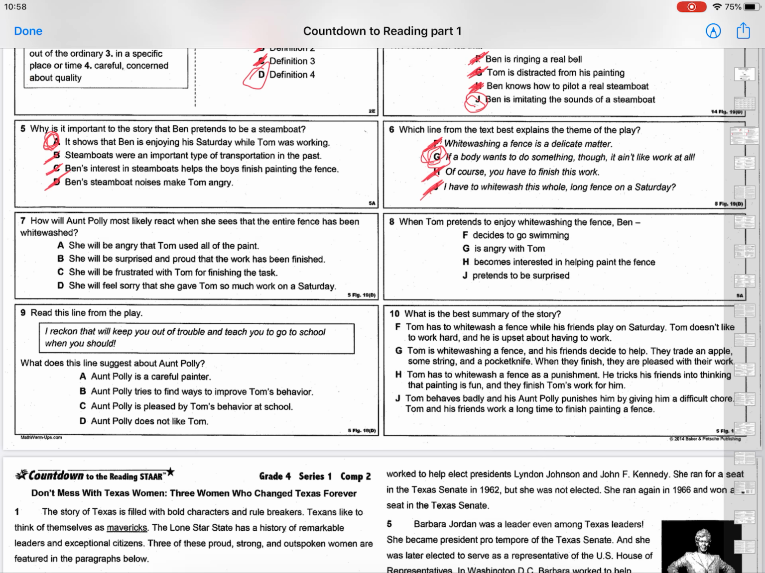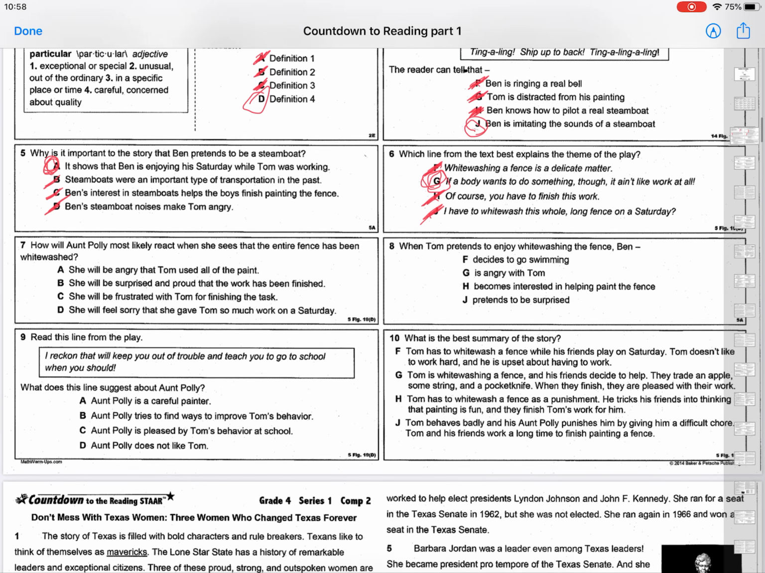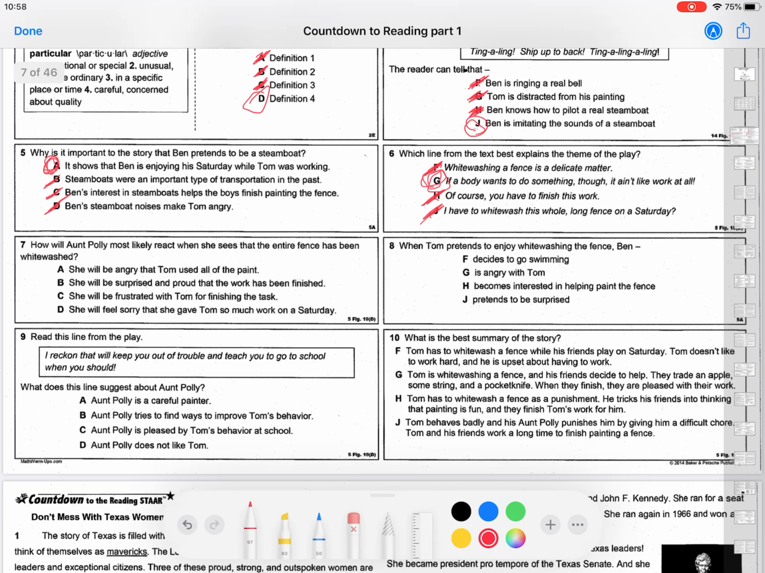How will Aunt Polly most likely react when she sees the entire fence has been whitewashed? She'll be angry that Tom used all the paint. That doesn't make much sense. She said he had to make sure that the whole fence was painted. She'll be surprised and proud that the work has been finished. Put a question mark next to that. She'll be frustrated with Tom for finishing the task. No, she gave him something to do. She would have expected him to finish it.